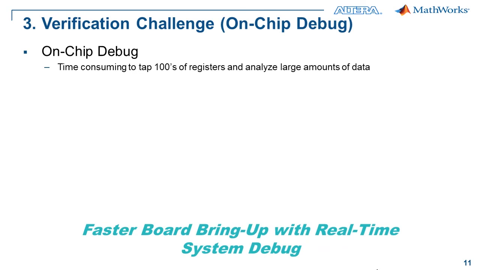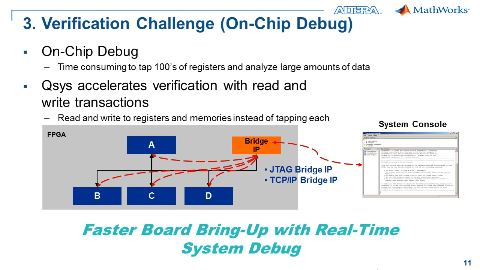Qsys also supports on-chip debug to help you debug your system in real time. Qsys allows you to access a system by sending read-write transactions through a bridge IP. In this example, the bridge IP, it can be JTAG or TCP IP, enables your system to be accessible by System Console available from within Qsys. You can then write test vectors into your system and read back the data. Remotely reading and writing into your system can be much more efficient than accessing each individual register.